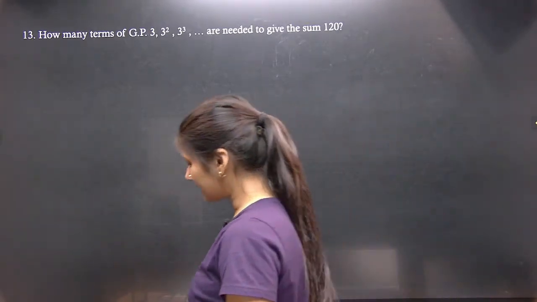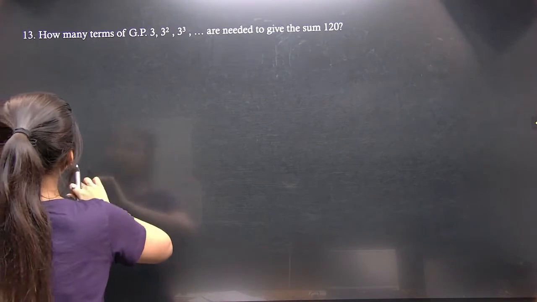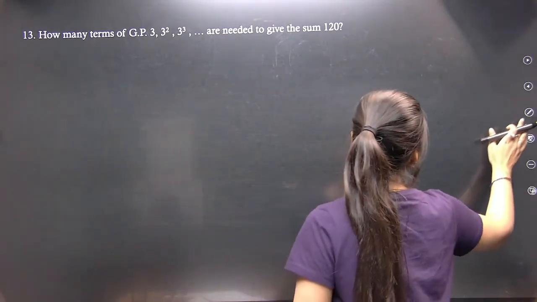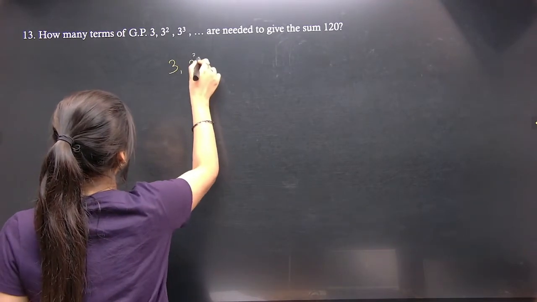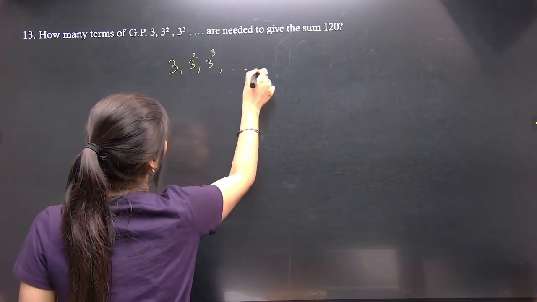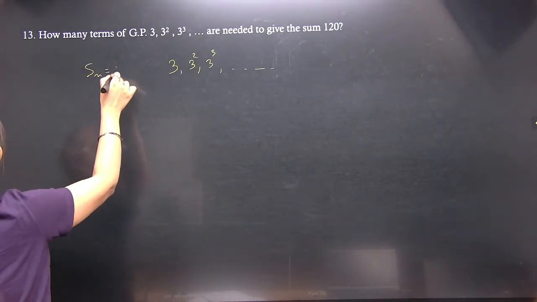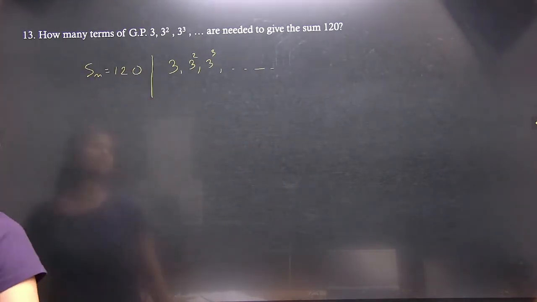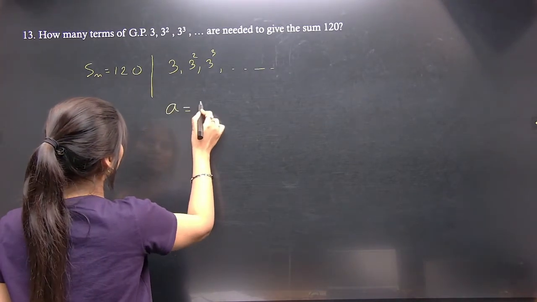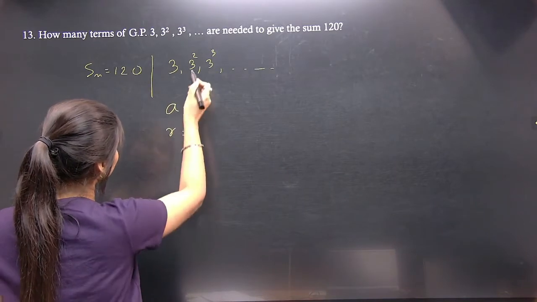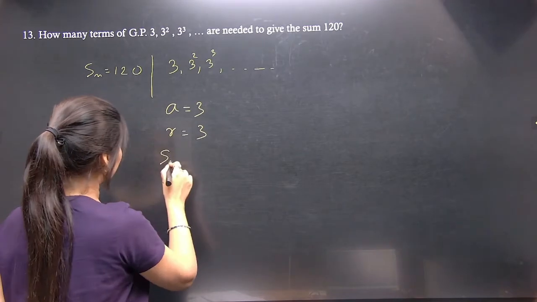In question number 13, it says: how many terms of the GP 3, 3 square, 3 cube are needed to give the sum 120? So Sn is 120. The GP is 3, 3 squared, 3 cube, and so on. First of all, the first term is nothing but 3. The common ratio is 3 square by 3, that is 3. And then Sn is 120.